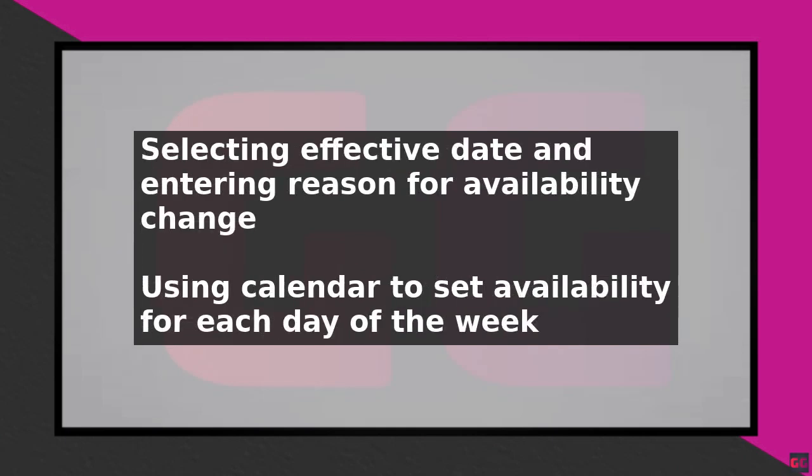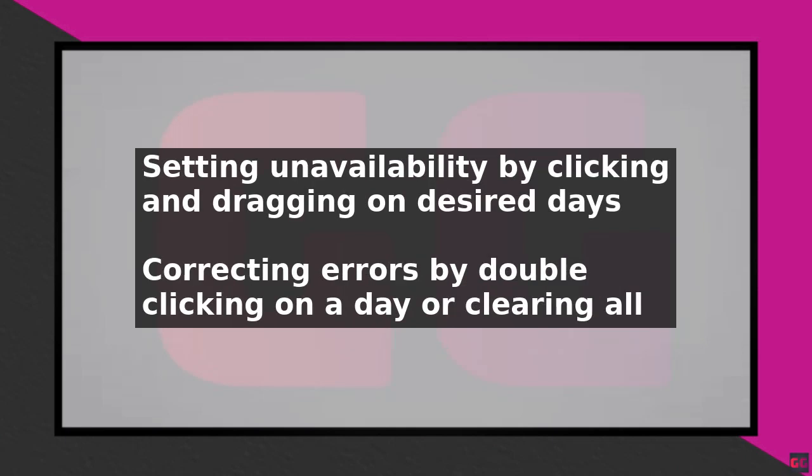Begin by selecting the effective date, such as October 5th, and then enter a reason for the change in availability. Next, use the calendar to set your availability for each day of the week by clicking and dragging. A key at the top of the calendar indicates that white space signifies availability, while grayed out areas signify unavailability.